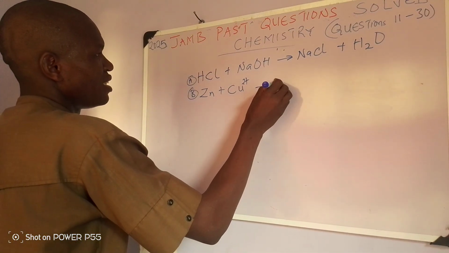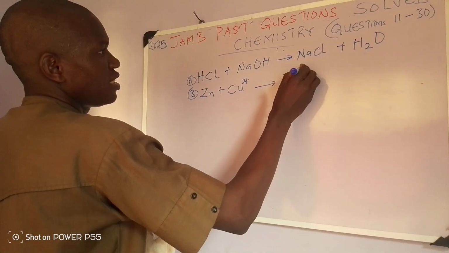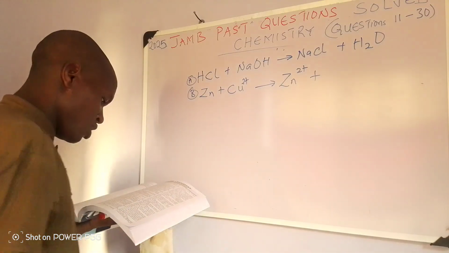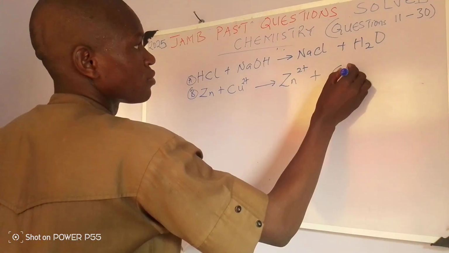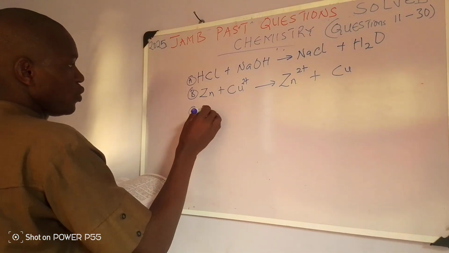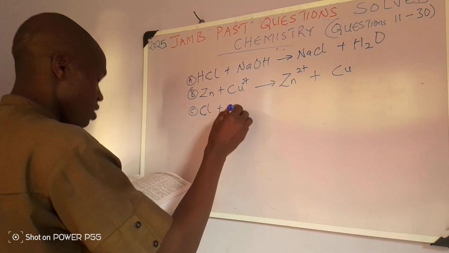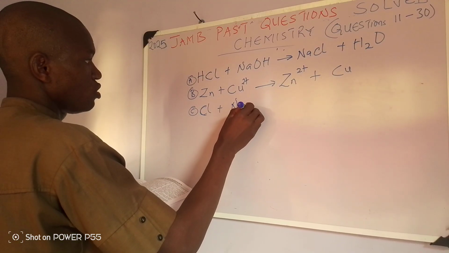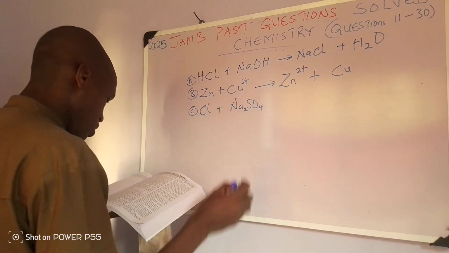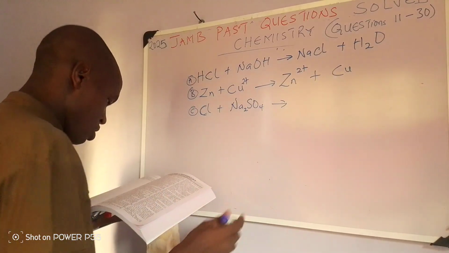So this is B, and we have zinc 2 plus copper. Then C, they said chlorine, sodium sulfate, barium.